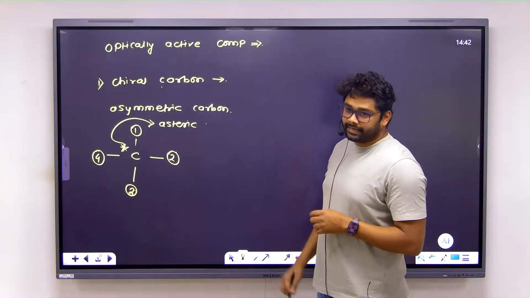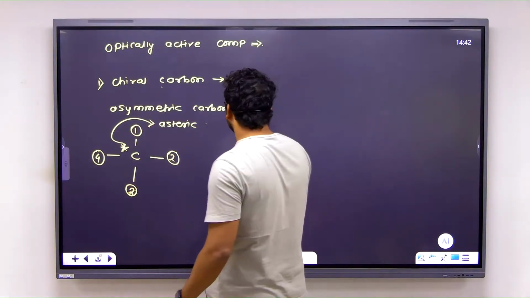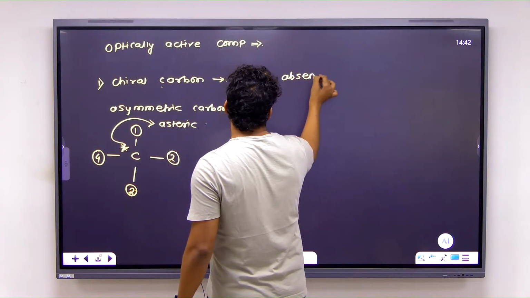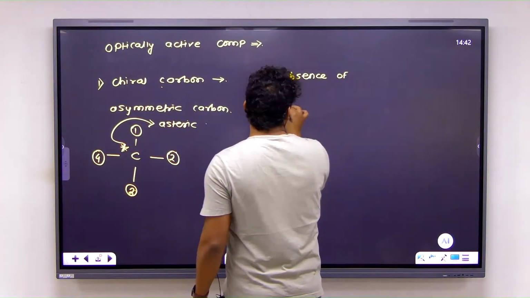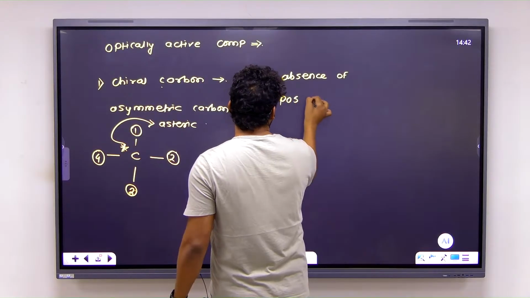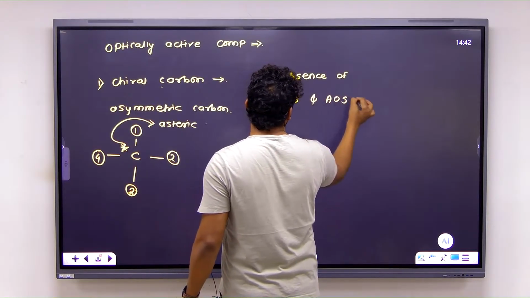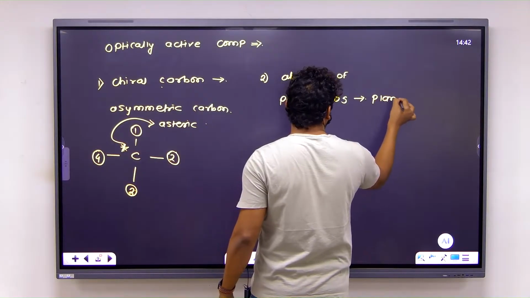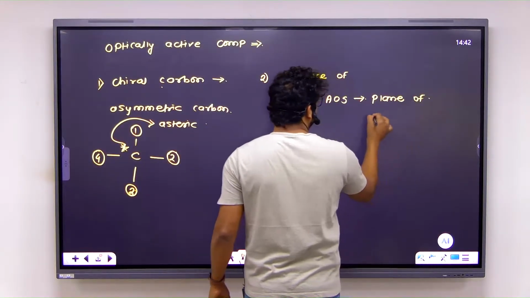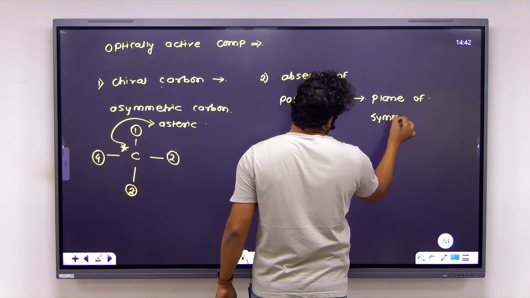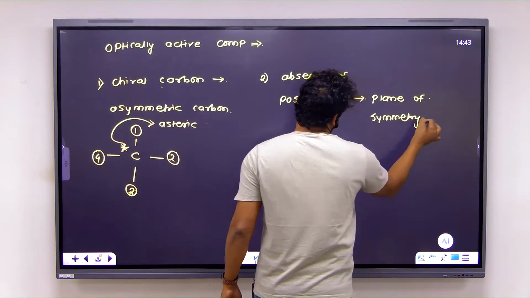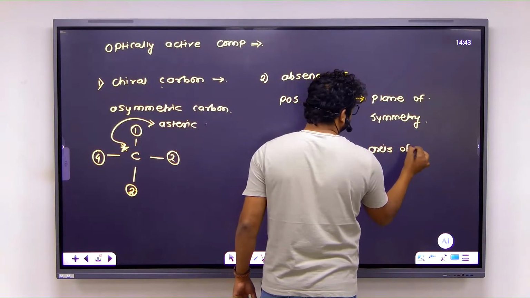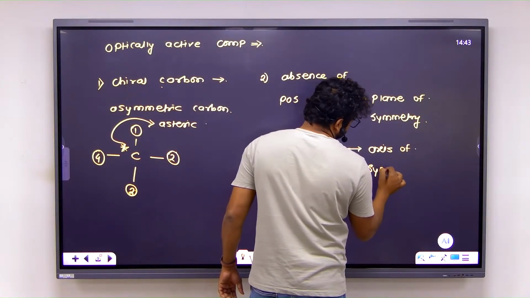सो यू अंडरस्टूड दॅट. सेकंड थिंग इज व्हॉट? Absence of a POS and AOS. तिथे प्लेन ऑफ सिमेट्री गायब पाहिजे. काय पाहिजे? गायब पाहिजे. प्लेन ऑफ सिमेट्री असायला नको, राईट? किंवा ऍक्सिस ऑफ सिमेट्री असायला नको.